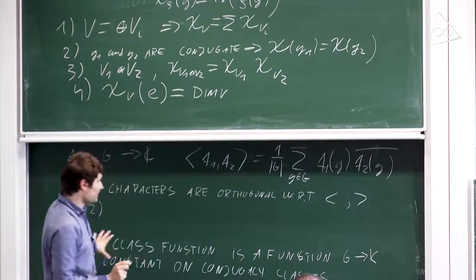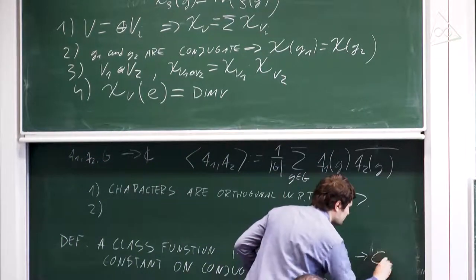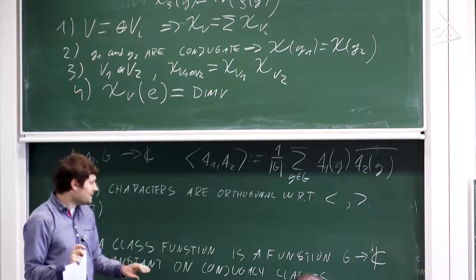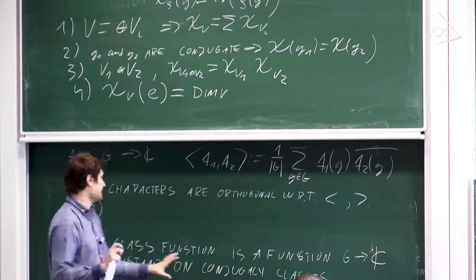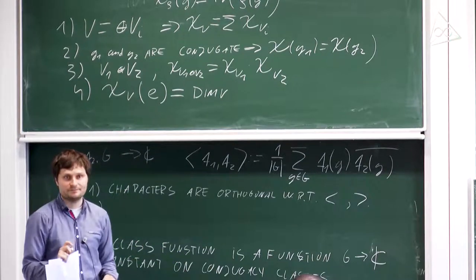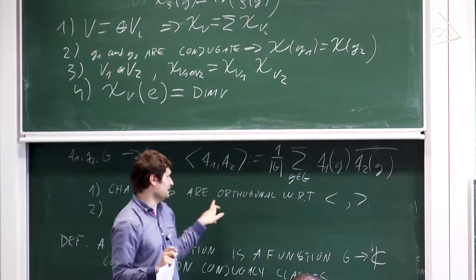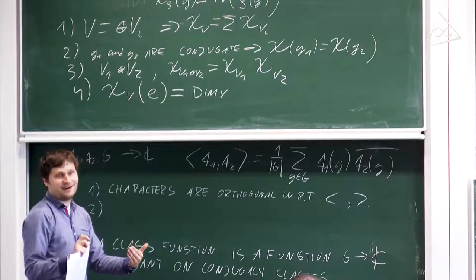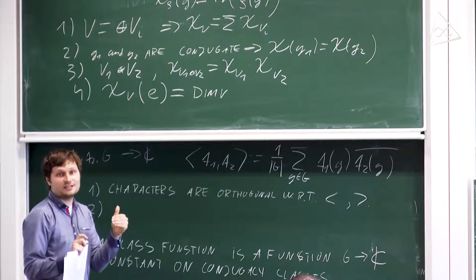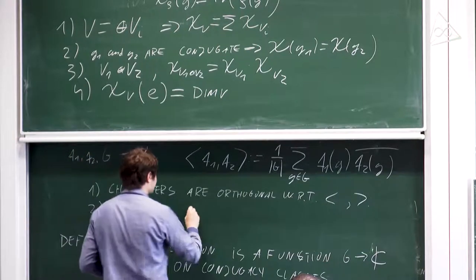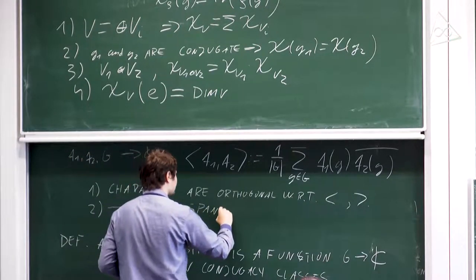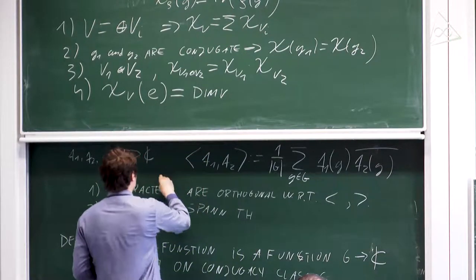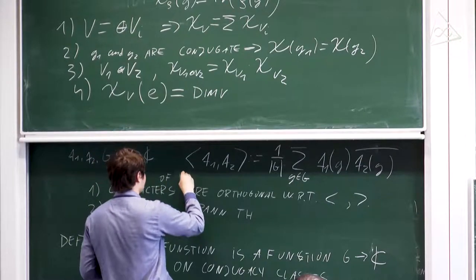Okay, so clearly, let's work over C, clearly characters are class functions, yes? And clearly class functions form a vector subspace of all functions from G to C. And clearly characters are independent because they are orthogonal with respect to a product. And the other part that we are still missing is that characters really form everything. So characters span the characters of irreducible representations.